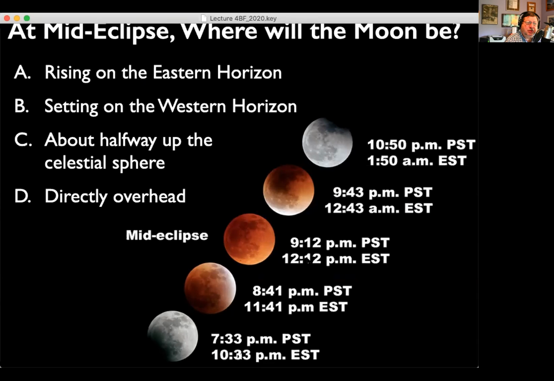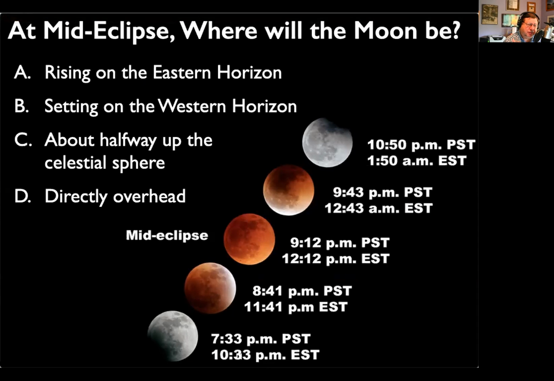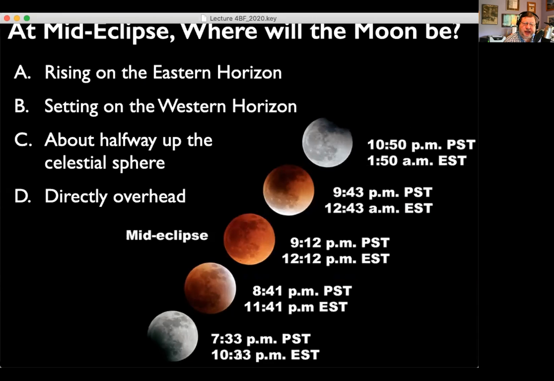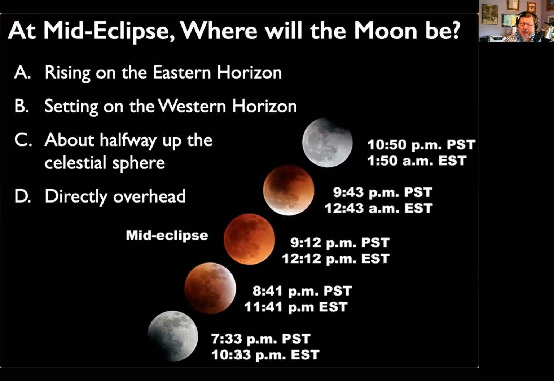since remember the moon has to be full in a total lunar eclipse because the moon is directly opposite the sun. And so it has to be full. And so the question is, where would the moon be at mid-eclipse? And there is mid-eclipse right there. So let's launch that poll.